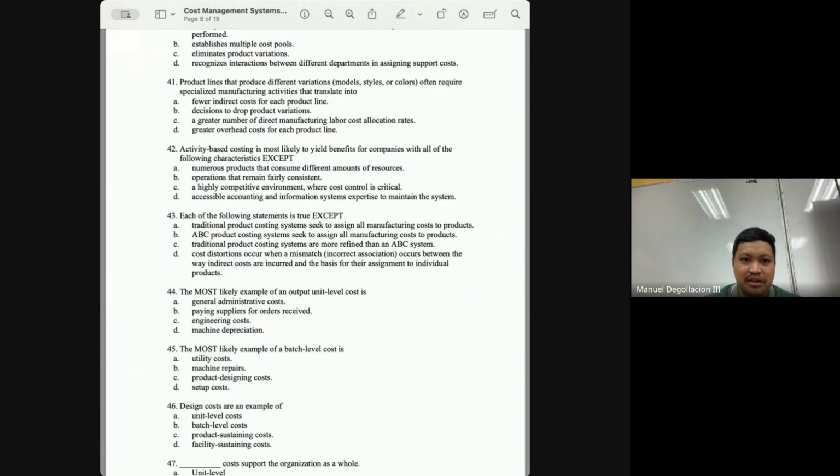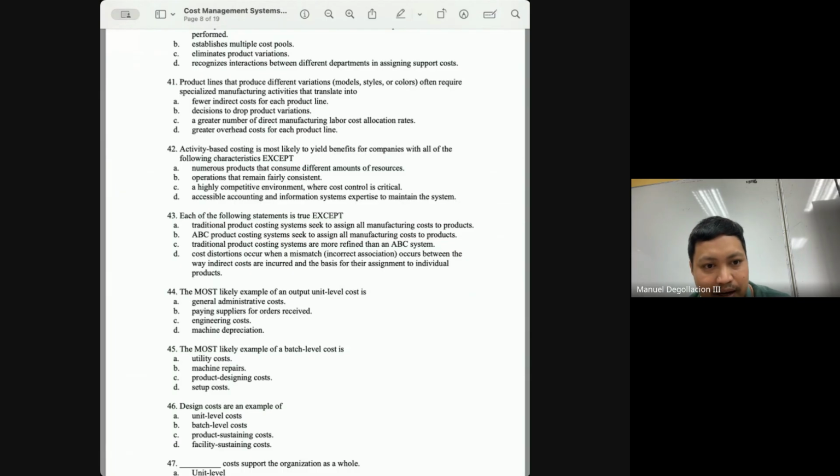43, each of the following statements is true except we're looking for the false statement. Traditional product costing systems seek to assign all manufacturing costs to products. Yes. ABC product costing systems seek to assign all manufacturing costs to products. Yes. Traditional product costing systems are more refined than an ABC system. Nothing is more obvious, class. Answer for number 43 is Charlie.